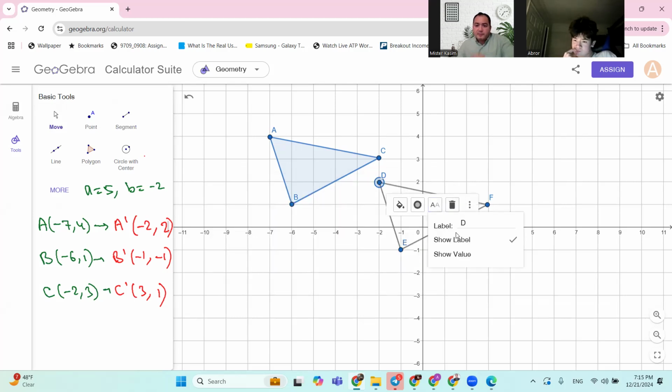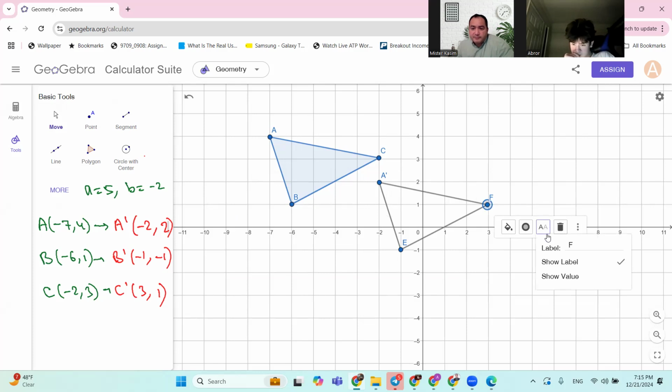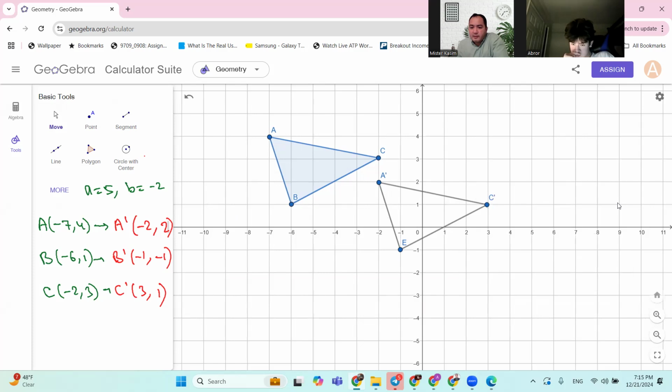All right. Label, it should be, what is it? A prime, right? And right here, A prime, because that is the image of A. And how about this one? That is B prime, right? Or the C. It is C prime, right? And this one is D prime.